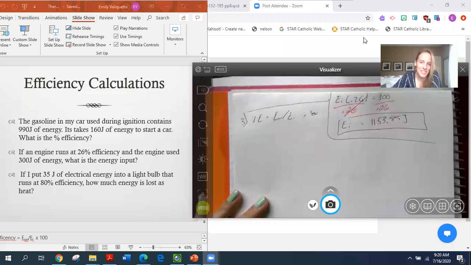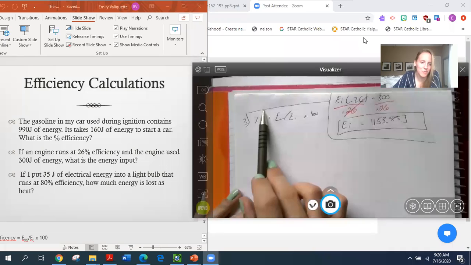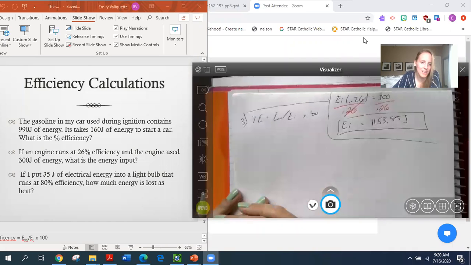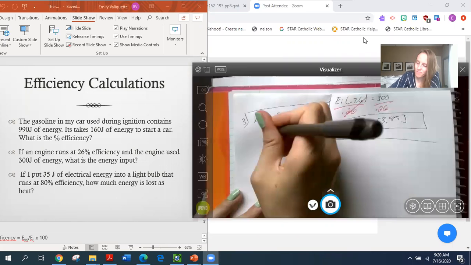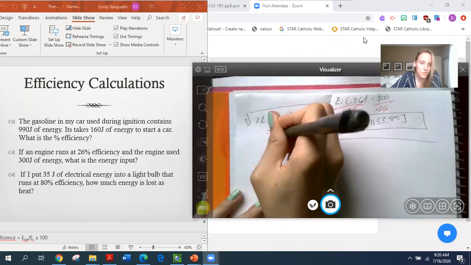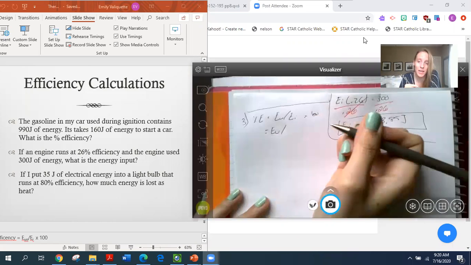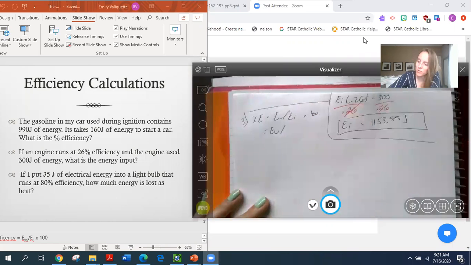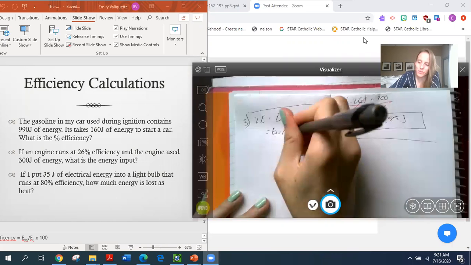Okay, so for this last question here, once again, we're going to start with the same formula. It says I put 35 joules of electrical energy into a light bulb that runs at 80% efficiency. How much energy is lost? So I don't know how much energy was used. I do know that the amount put into the light bulb, which is the input, was 35 joules.